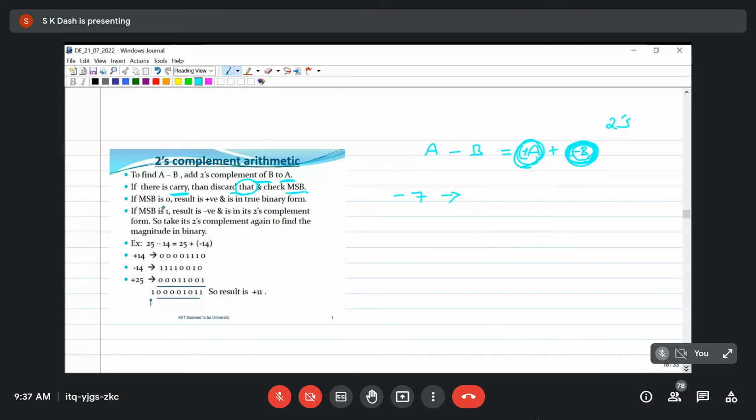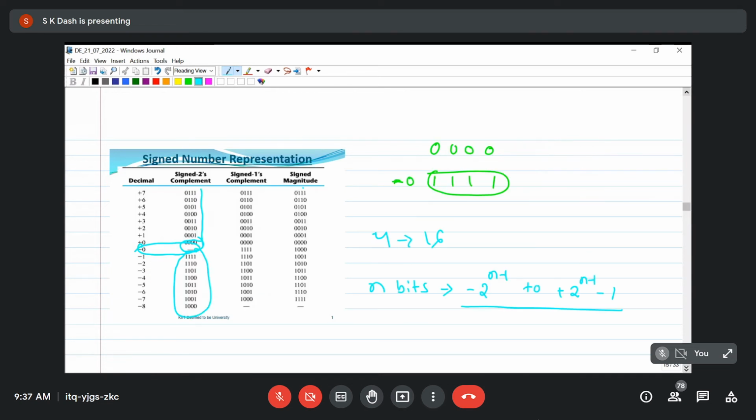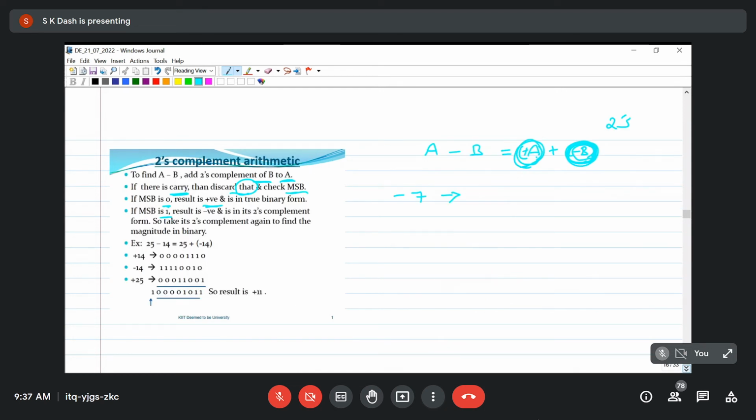If the most significant bit is 0, then your result will be positive. If MSB is 1, that means the result is negative, because as you can see in that table, every time a positive number has most significant bit 0, and a negative number has most significant bit 1. So if MSB is 1, the result is negative.